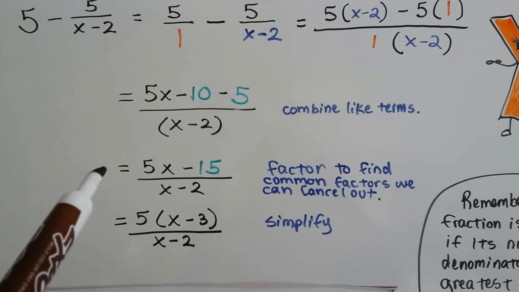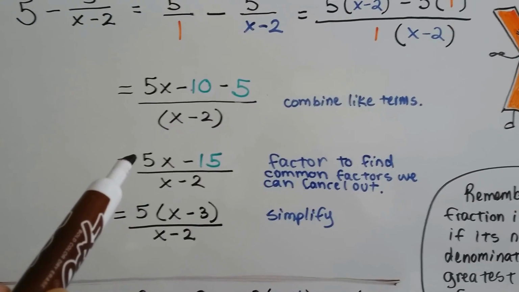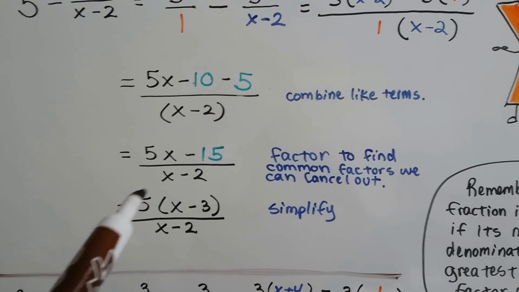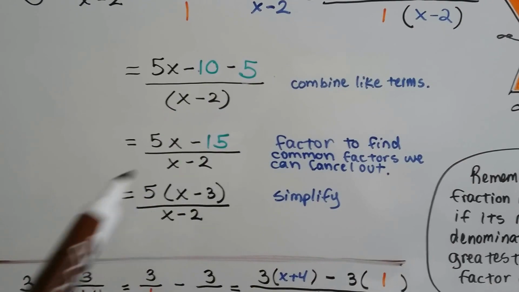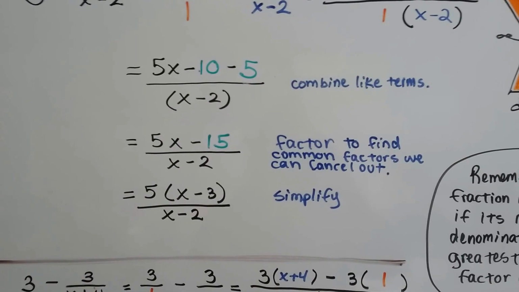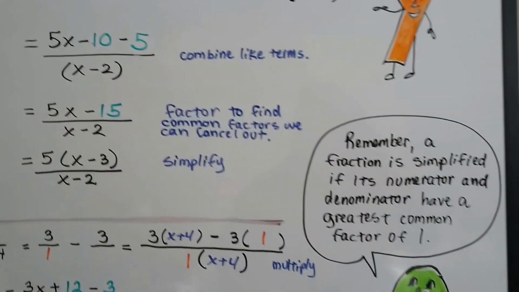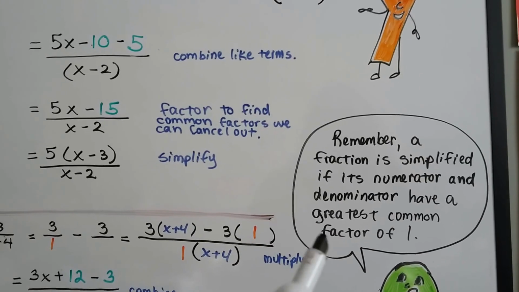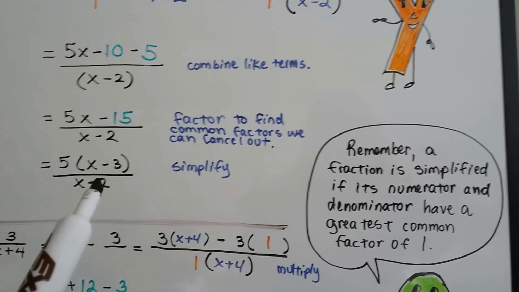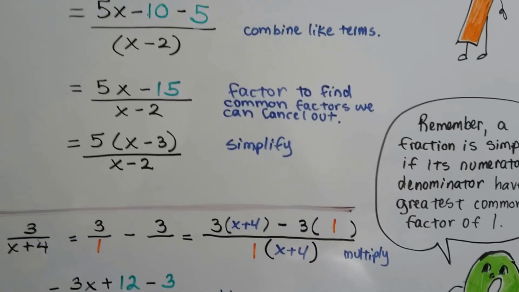Now we can factor to find any common factors that can be canceled out, and 5x minus 15 can be factored to 5 times x minus 3. See? 5x minus 15. See that? And it's simplified, and it's as far as we can go. So remember, a fraction or rational expression is simplified if its numerator and denominator have the greatest common factor of 1. If that's the only common factor they have, then it's simplified, okay?